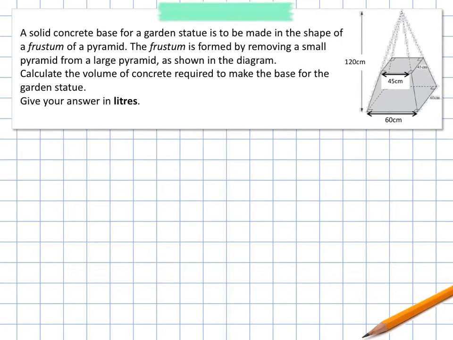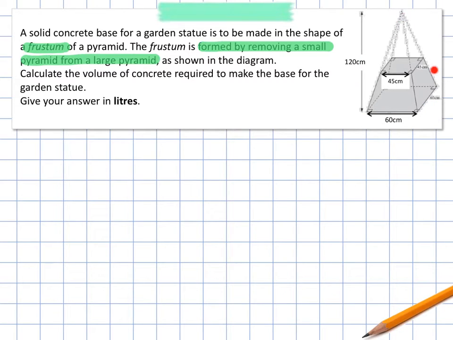This question can initially feel a little bit strange because it's got this word frustum in it, and you may or may not have seen this before in class. But what you need to be thinking about is the fact that if it is an unusual word, it's probably got a definition for it in the question, and it does. It says it's formed by removing a small pyramid from a large pyramid. And it's shown in the diagram as well.